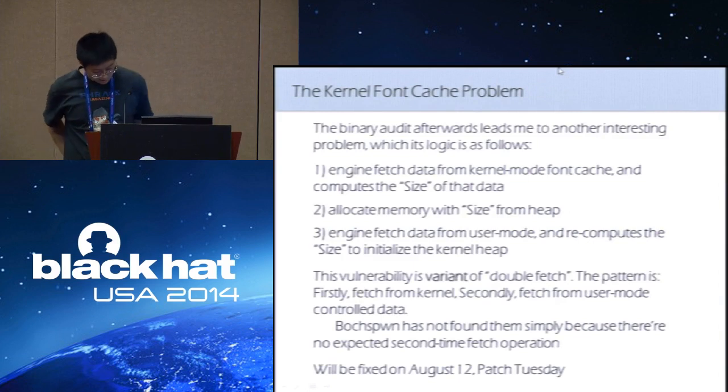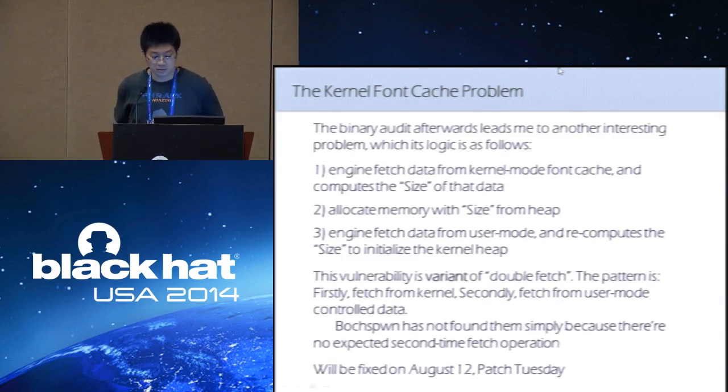Another one is really interesting. The binary audit afterwards led me to another interesting problem, which is logical, as follows. The so-called font cache mechanism has been introduced into the Windows kernel since Windows XP to speed up font rendering. But the developer of this feature did not realize the operations afterwards are directly accessing user mode controlled data. It's a nightmare to see any inconsistency between the kernel cache and the user mode controlled data.